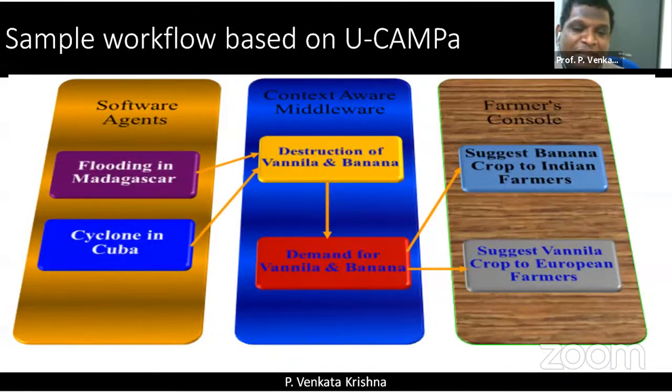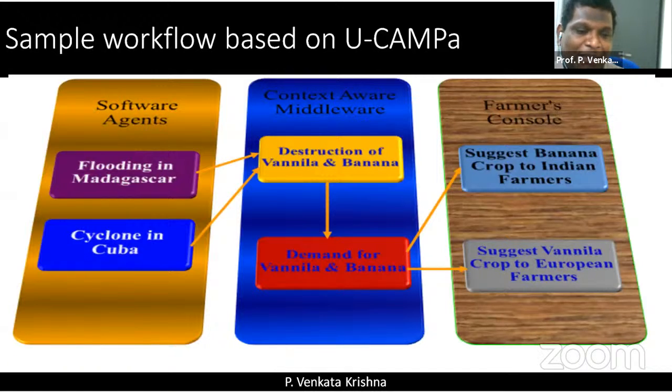So to maintain the supply chain, the context-aware middleware understands that due to this particular situation, this particular supply is lost, and the same opportunity may be grabbed by other people who have similar conditions. Because of this, the Indian farming people can meet the supply of banana, and then they can meet that particular demand. So that is how the balancing system will come into play.